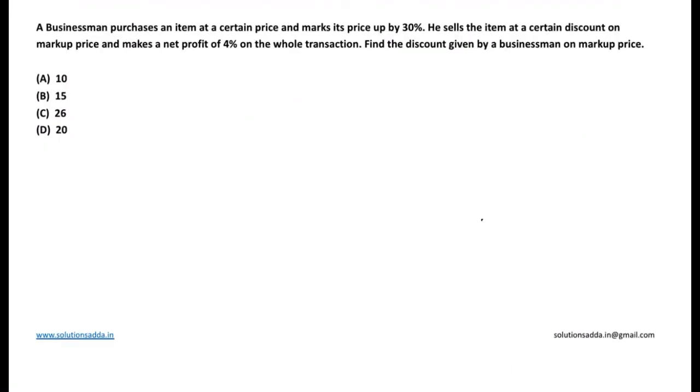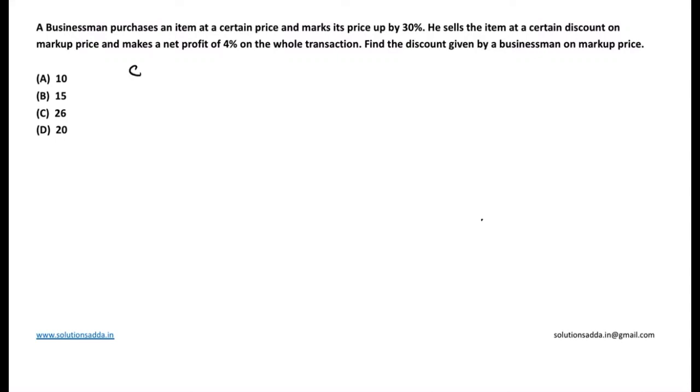This is a general aptitude question based on profit and loss. A businessman purchases an item at a certain price and marks its price up by 30%. He sells the item at a certain discount on markup price and makes a net profit of 4% on the whole transaction. Find the discount given by businessman on the markup price. The options are 10, 15, 26 and 20.